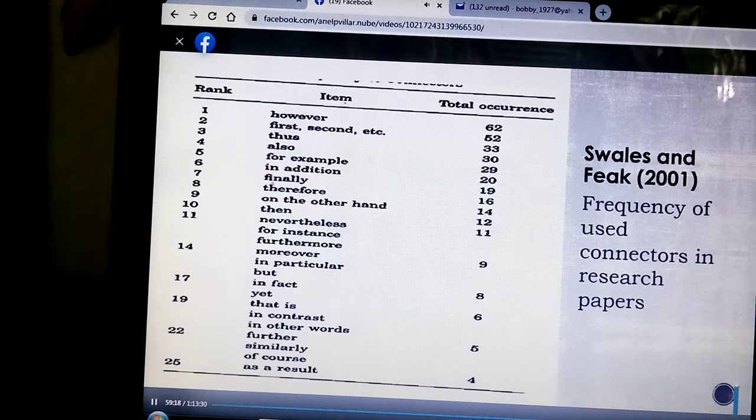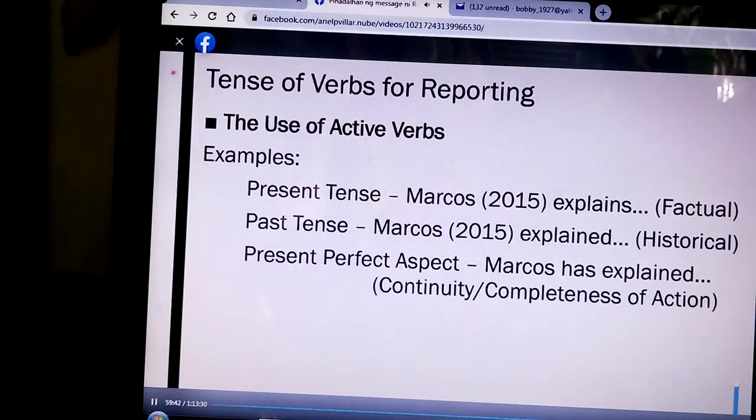Once again, transitional devices according to sa libro natin na in-upload ko sa shinare ko sa ating Google Drive from Swales and Feak. Ito yung mga frequently used na mga transitional devices per paragraph. Ang pinakamaraming ginagamit yung however. Yan, sila yung pinakamarami palagi. So use transitional devices to connect your paragraphs. Okay? Ito yung sinasabi ko kanina.